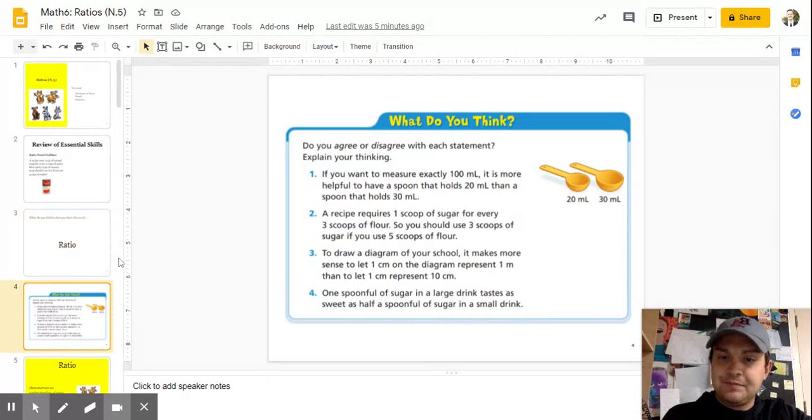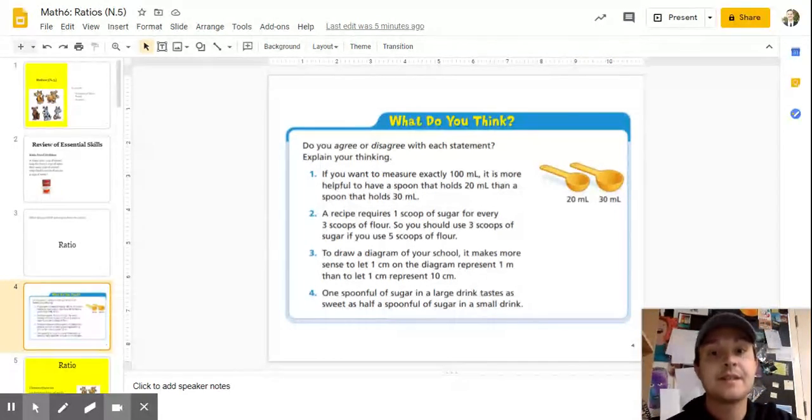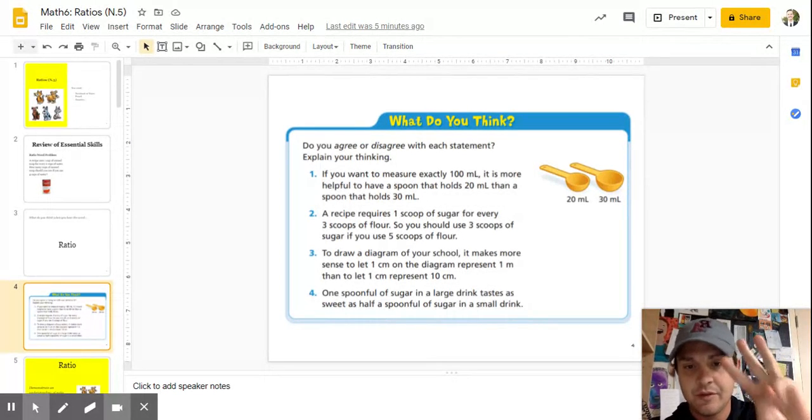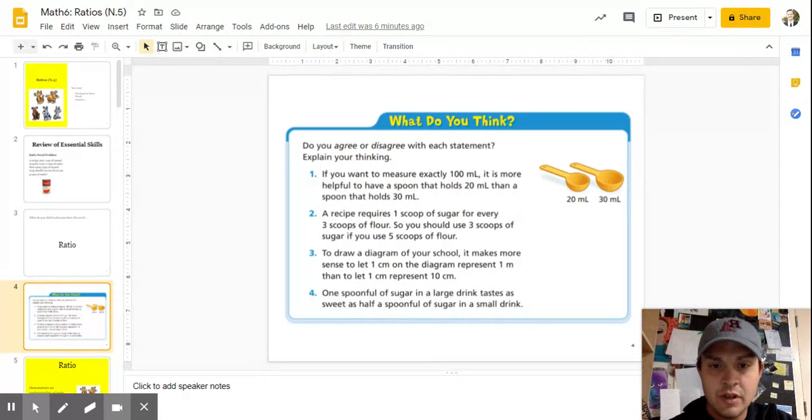What do you think? Do you agree or disagree with each statement? Could you explain your thinking? 1. If you want to measure exactly 100 milliliters, it is more helpful to have a spoon that holds 20 milliliters than a spoon that holds 30 milliliters. What do you think? 2. A recipe requires 1 scoop of sugar for every 3 scoops of flour. So you should use 3 scoops of sugar if you use 5 scoops of flour. Do you agree? Do you disagree?